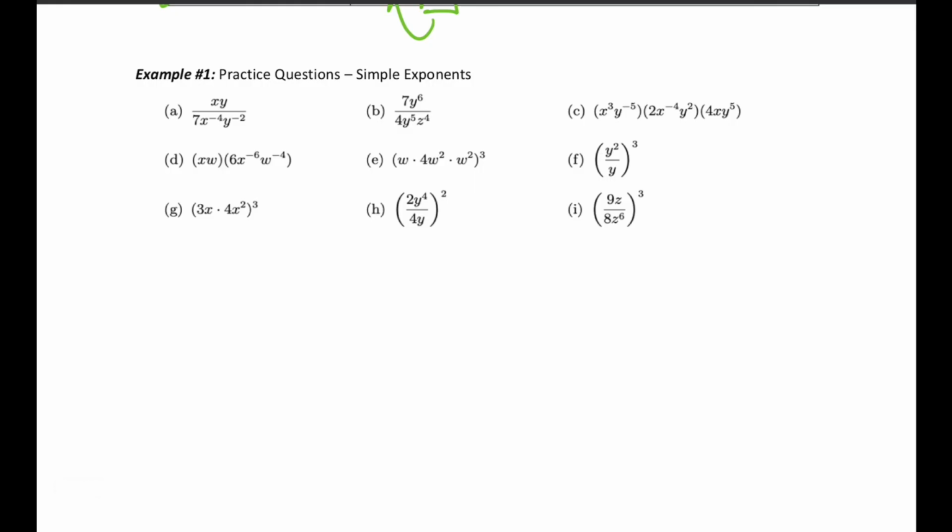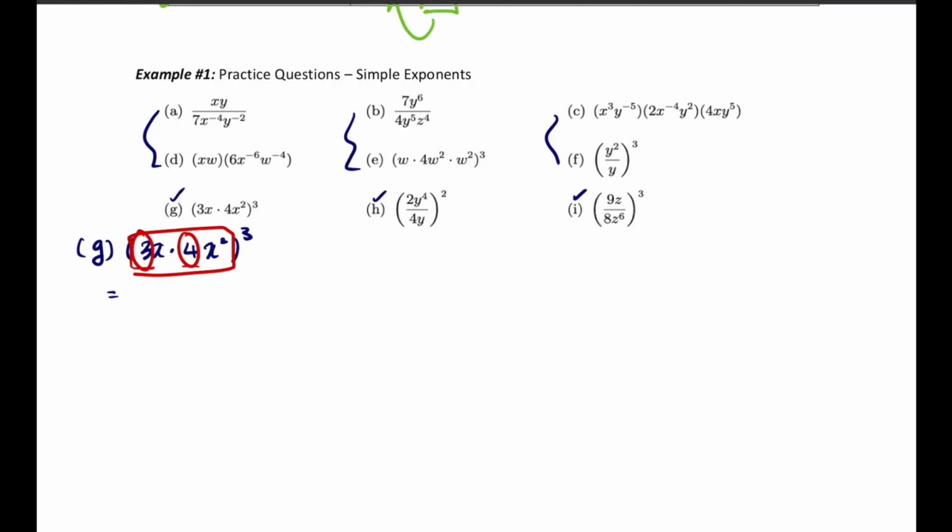I'm going to show you how to do questions G, H, I, and after these practice examples, you're going to pause the video and try the remaining 6 examples. For question G, we have 3x times 4 times x squared to the power of 3. In this case, we are first going to simplify what we have inside, so we simplify our numbers first.